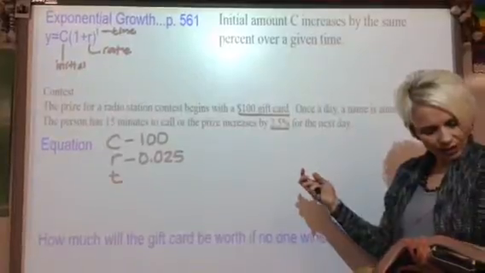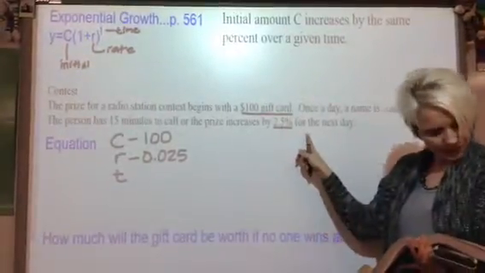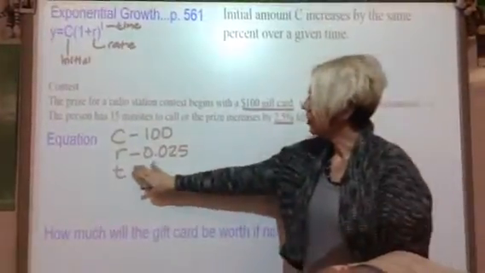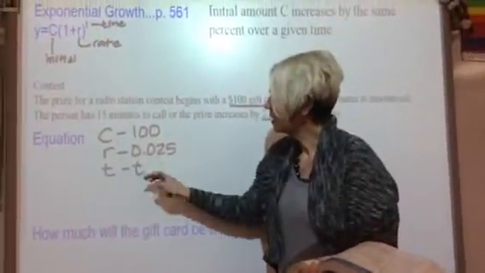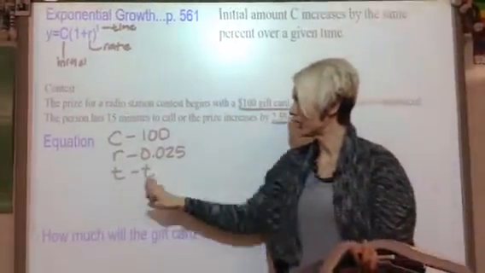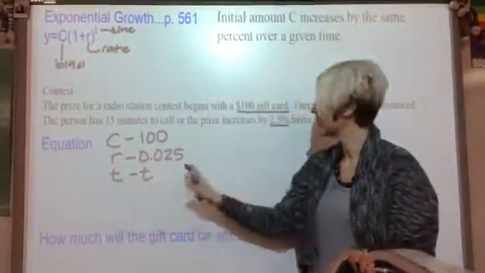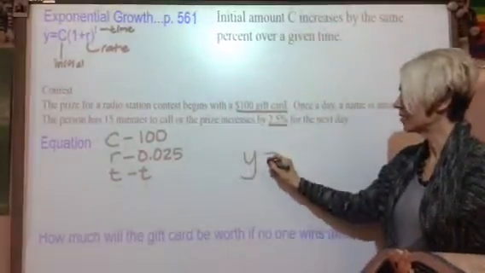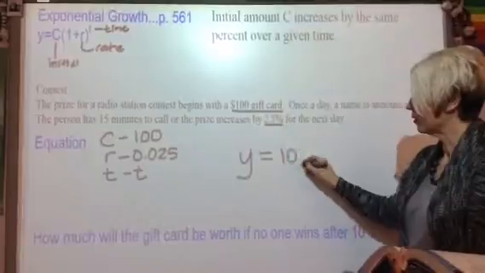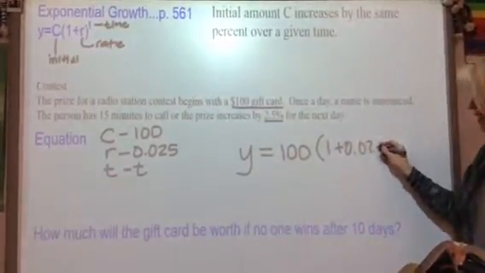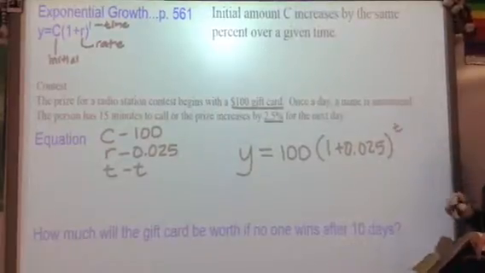And then we have our time, t. And in this case, we don't need to really worry about what t is going to be, because we're just going to write the equation. And when you write the equation, you can leave your time as time. So we are going to just plug these values in. Y equals initial amount, 100, times 1 plus 0.025 to the power of t.